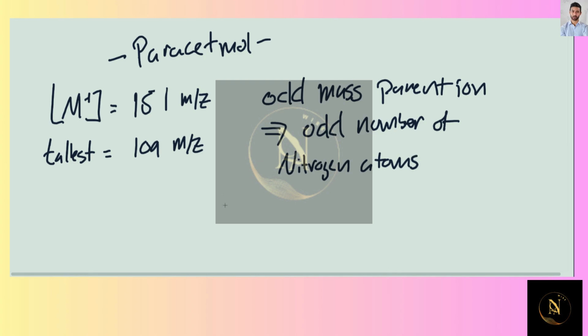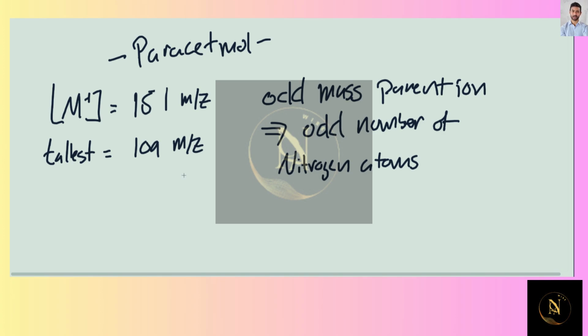Right? If you have an even parent ion, you either have no nitrogen or 2 or 4 or 6, etc. Not super common, right? But most of the time, if you have an odd mass, well, you have at least one nitrogen. You either have 1 or 3 or 5, right? And in this case, for paracetamol, we actually do have one nitrogen atom. So that's one observation that's pretty useful.